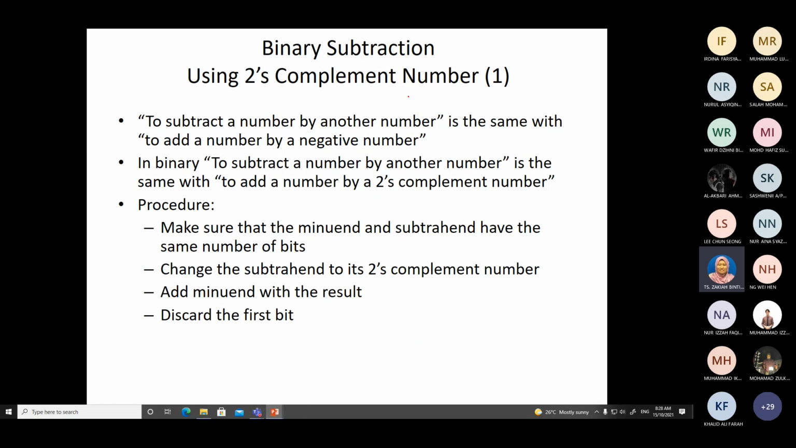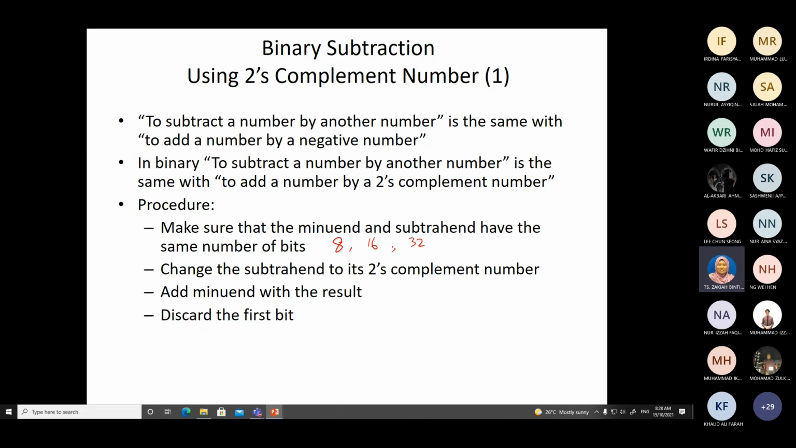Using 2's complement, once you need to subtract a number by another number, it's the same as adding a number by a negative number. In binary, subtracting a number by another number is the same as adding a number by the 2's complement number. The procedure is to make sure that the minuend and the subtrahend have the same number of bits. In our case, use the same system: if it's 8-bit, then use 8-bit. If the value exceeds that, then use 16 bits, and then increase again to 32 bits.